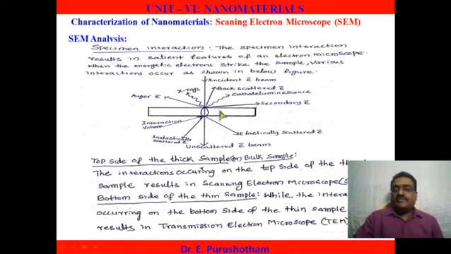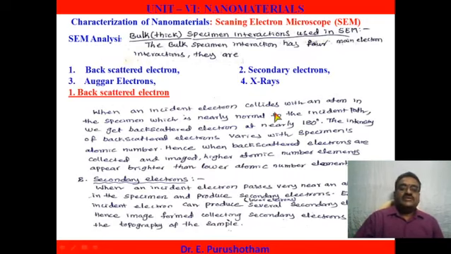So second one, secondary electrons. The incident electron beam is incident on the sample atoms. So these incident electrons emit electrons from the atoms. The released or emitted electrons are called secondary electrons. These secondary electrons also give rise to an image. Using this image, we can characterize the sample.